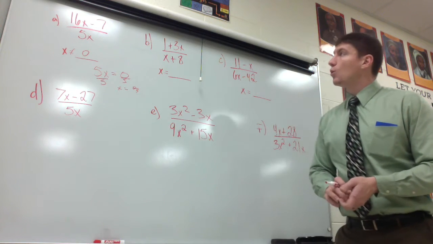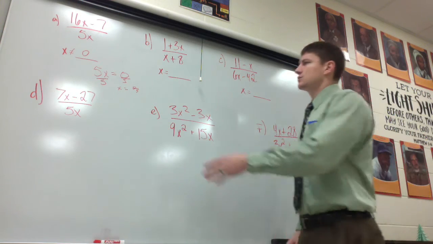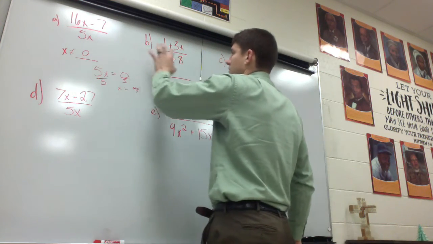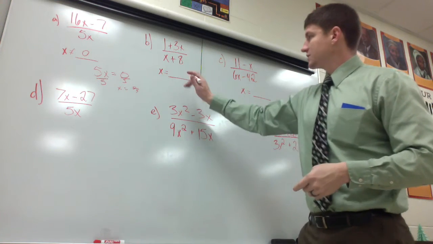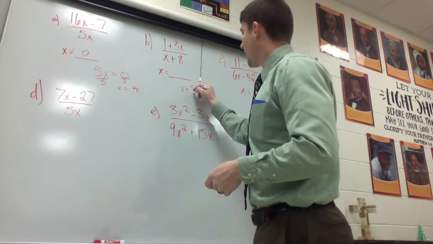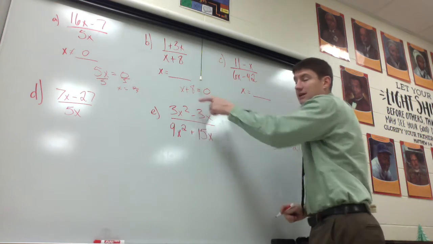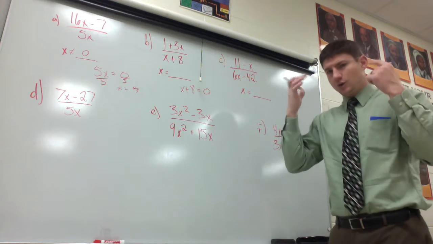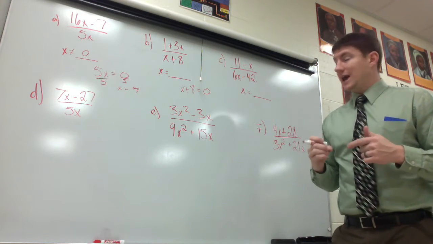For letter B, we've got 1 plus 3x divided by x plus 8. Now, the first one we had multiplication and x could not equal 0. Here we've got addition. Let's see if there's a difference between these two. First thing I'm going to do is take that overall denominator, x plus 8, which is right here, and I'm going to set it equal to 0. I'm going to make it equal to 0 because that's the equation that I want to solve to say what can it not be actually as a 0.